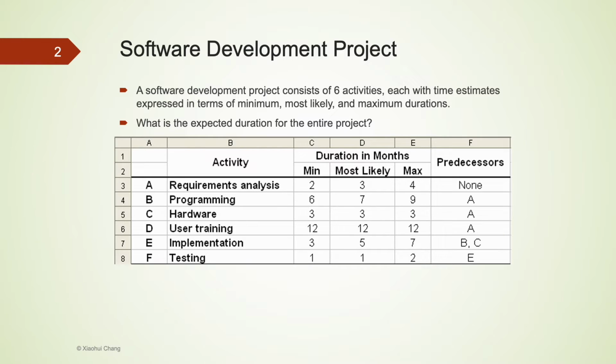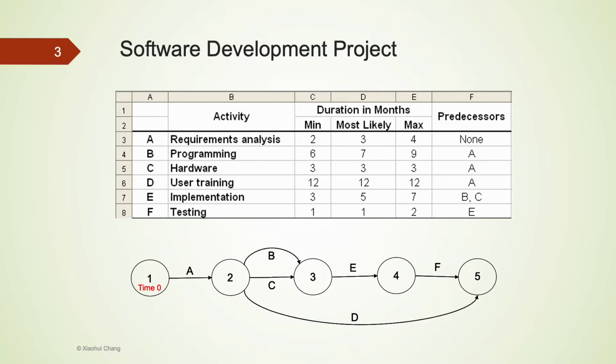The amount of time it takes to complete each activity is random. We are asked to find the expected or average duration of the entire project. This diagram shows the relationship between the activities. The first checkpoint on the far left is the starting time, time 0. At time 0, we can only start working on activity A because all other activities have at least one predecessor.